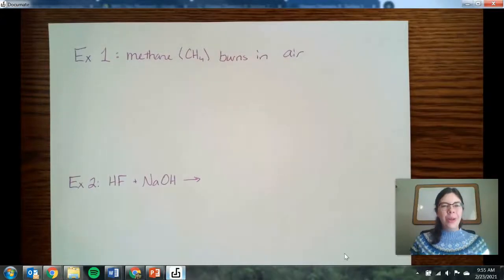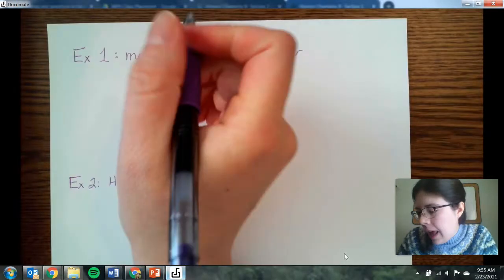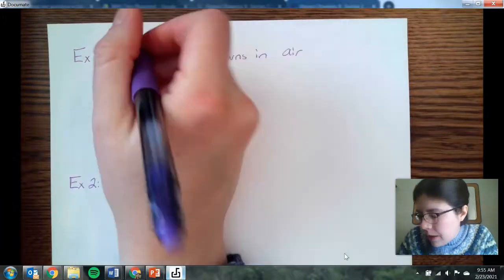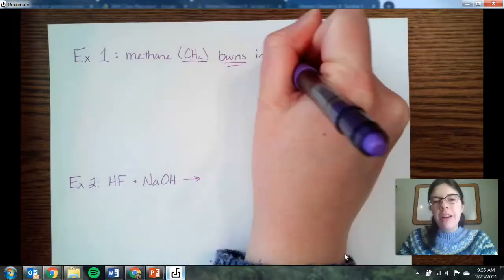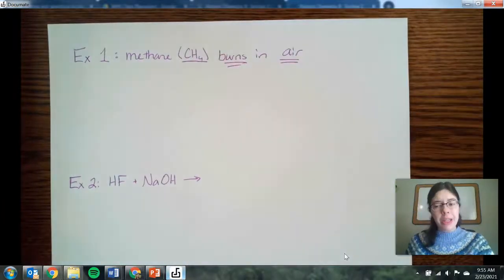Okay, so let's work through some examples. The first one tells us that methane, and it gives you the formula CH4, burns in air. So this is a key hint that you have a combustion reaction. Anytime it talks about burning, a flame, combust, those are all signs that you have a combustion reaction.